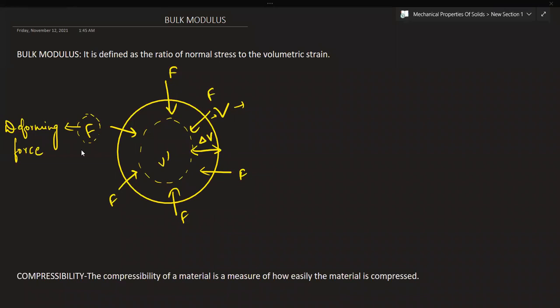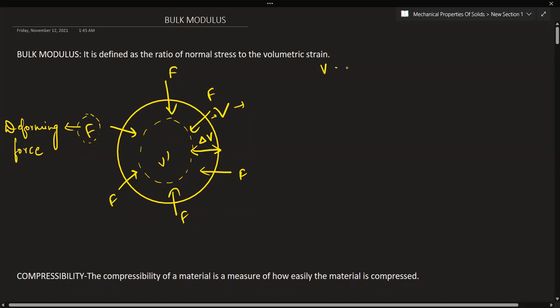See, this is the sphere. Okay, all right. So V is the original volume of the sphere. Now all these deforming forces have been applied and it has compressed the sphere to this V dash. V dash is now the new volume.